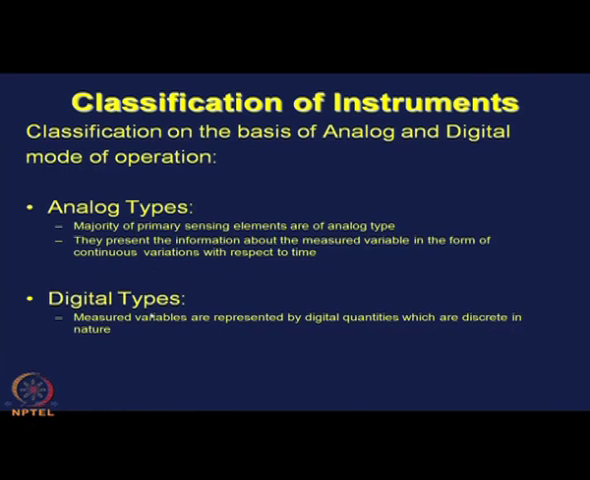On the other hand, digital types of instruments represent the measured variables by discrete quantities or digital quantities which are discrete in nature. So, this classification is on the basis of whether a particular instrument follows analog mode of operation or digital mode of operation.